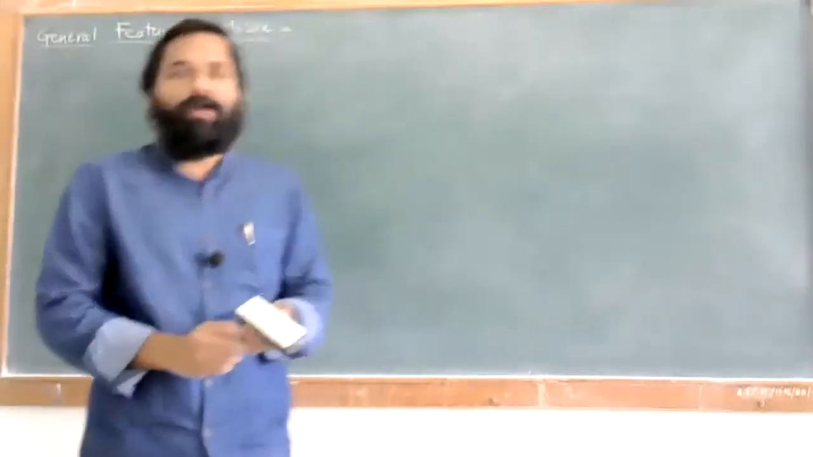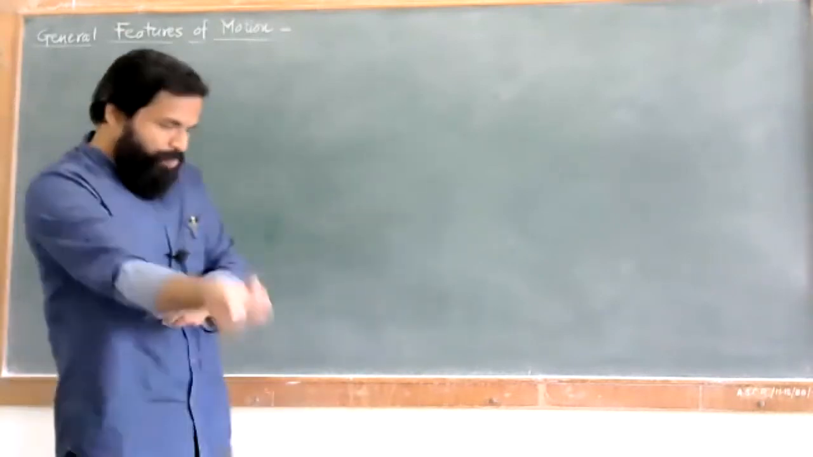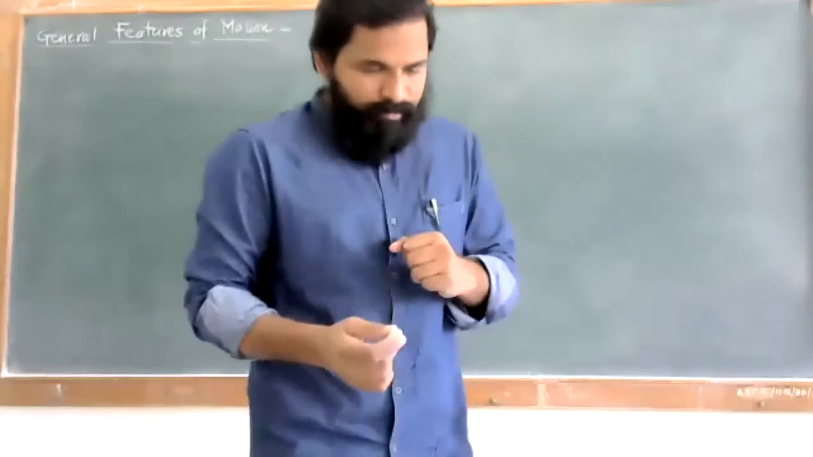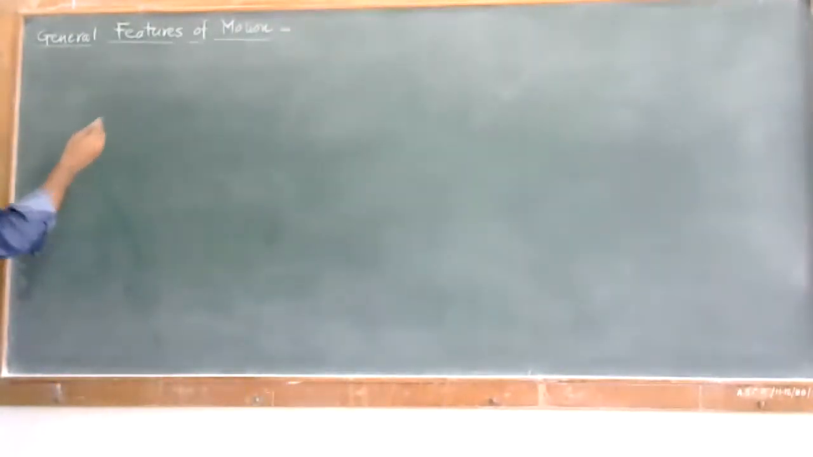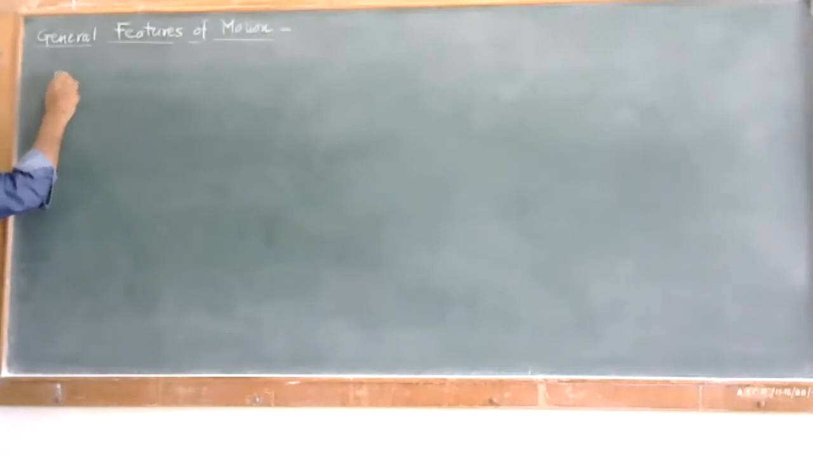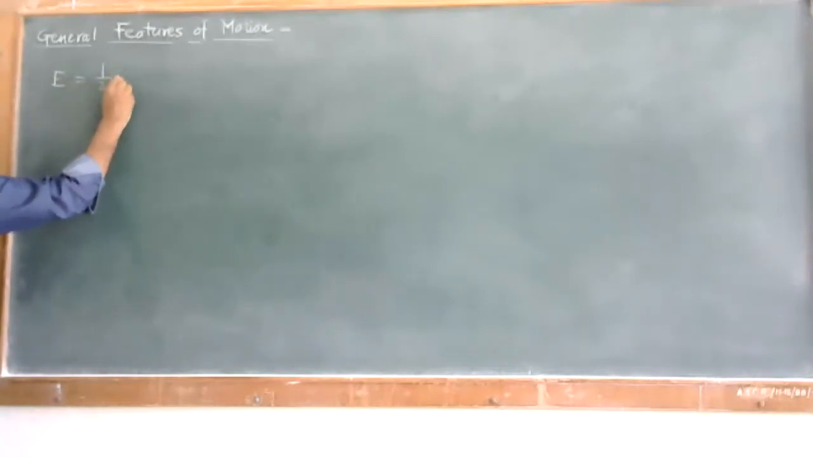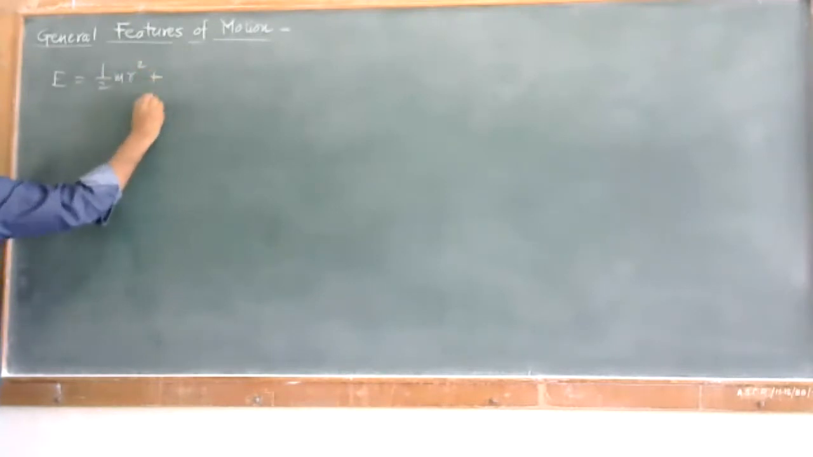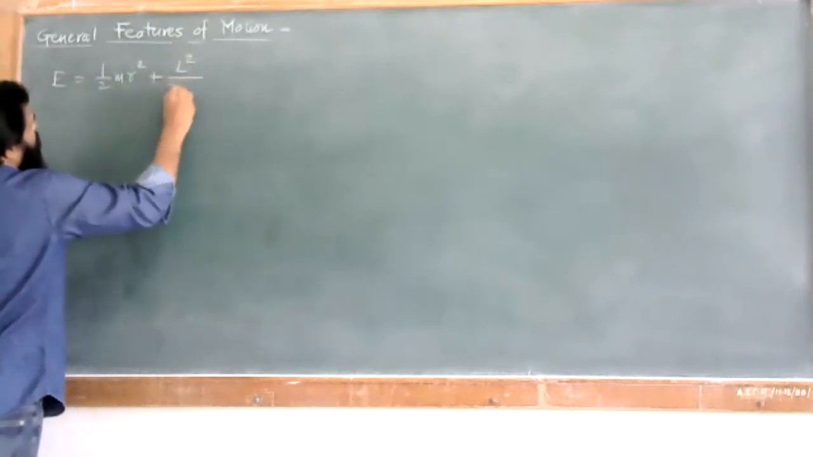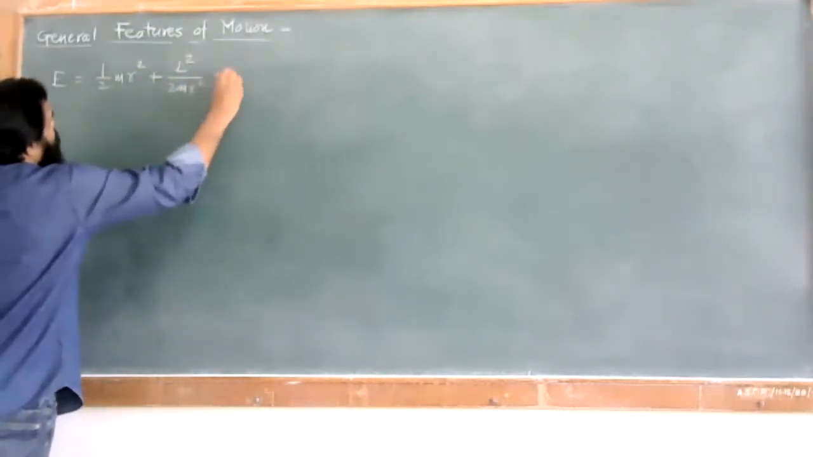The motion in a central force field. So, as we have seen, the equation of energy, I hope you remember that, in terms of equation of orbit, that is E is equal to 1 half m r dot square plus L square upon twice m r square plus V of r. That is our condition.